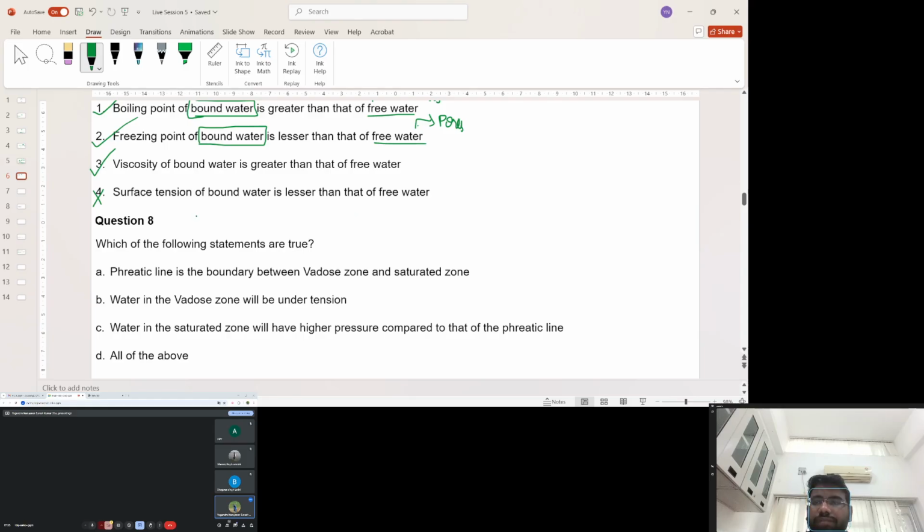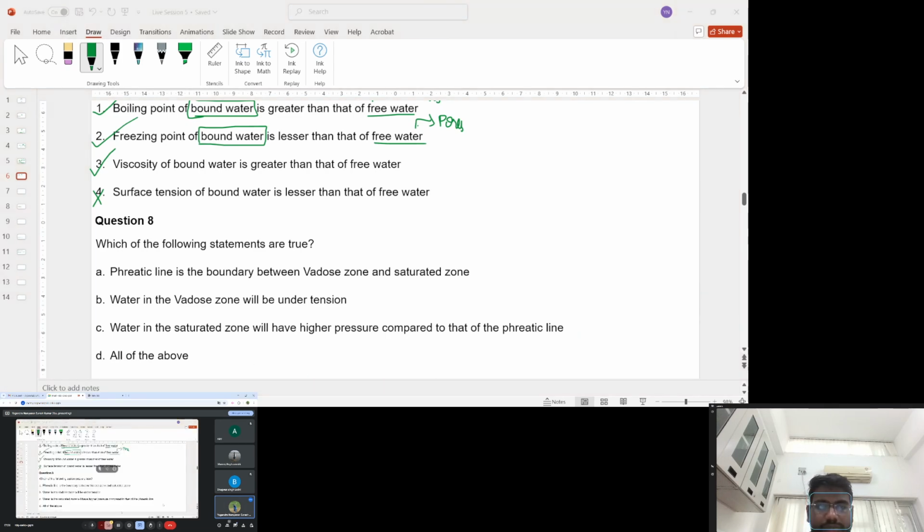Coming to the next question, which of the following statements are true? Phreatic line is the boundary between Vadose zone and saturated zone. Water in the Vadose zone will be under tension. Water in the saturated zone will have a high pressure compared to that of phreatic line. All of the above. Sir, all of the above.